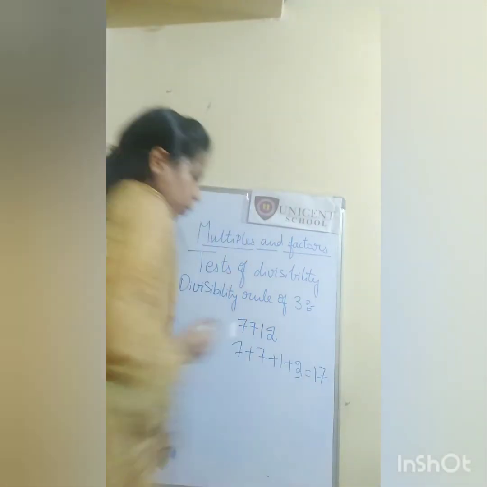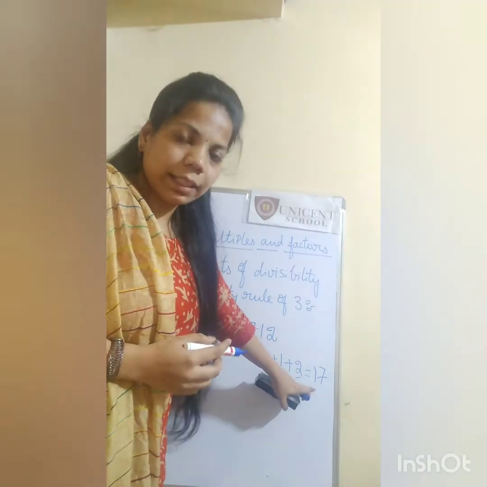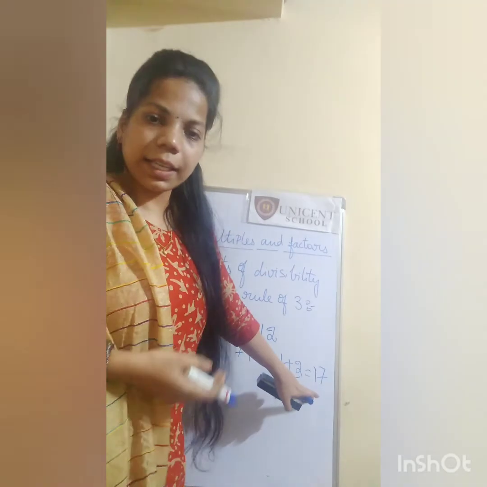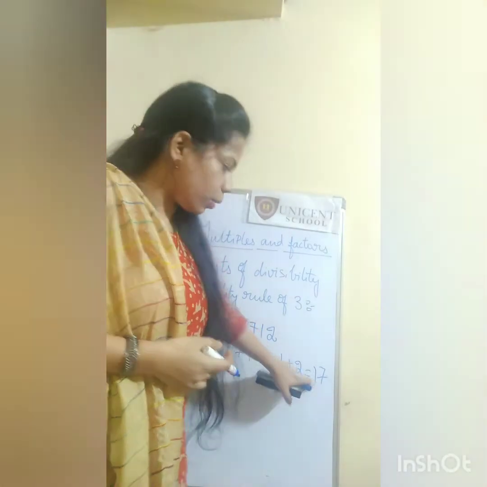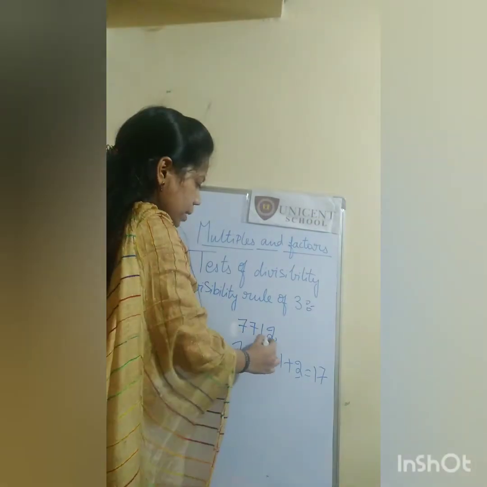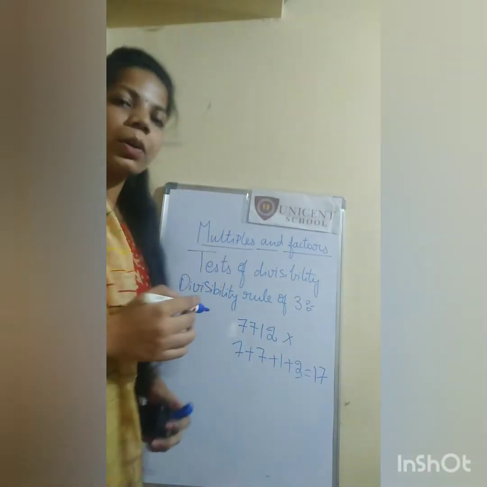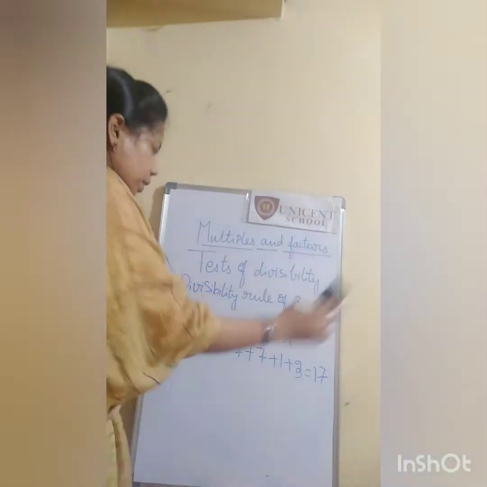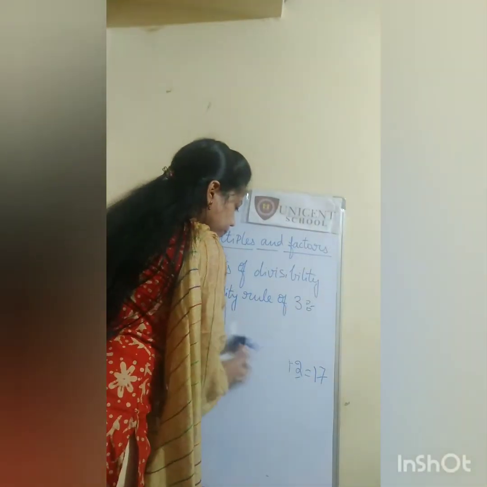Now, is 17 divisible by 3? Recite table 3. 3 5s are 15, 3 6s are 18. We are not getting 17, right? So 17 is not divisible by 3. So 7712 is also not divisible by 3. Got it, children? Yes.